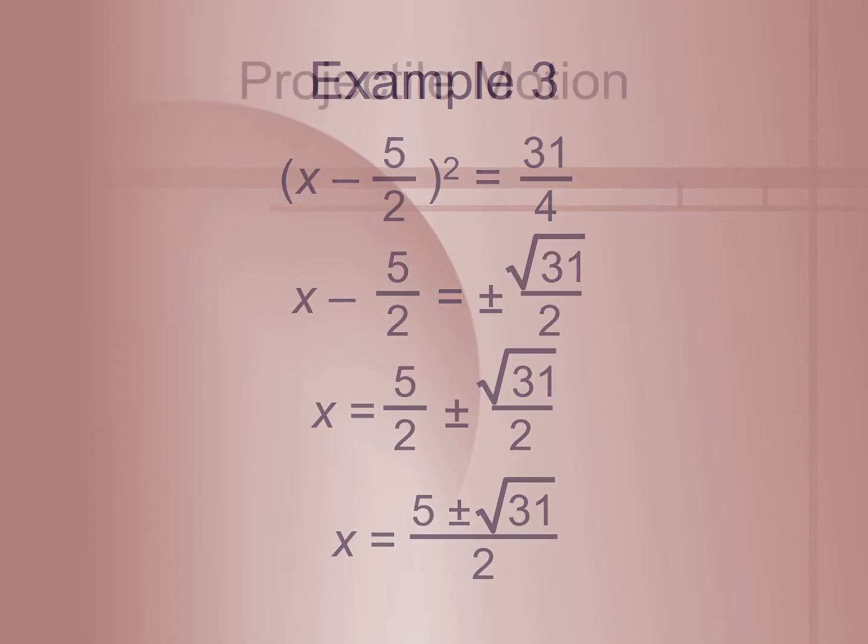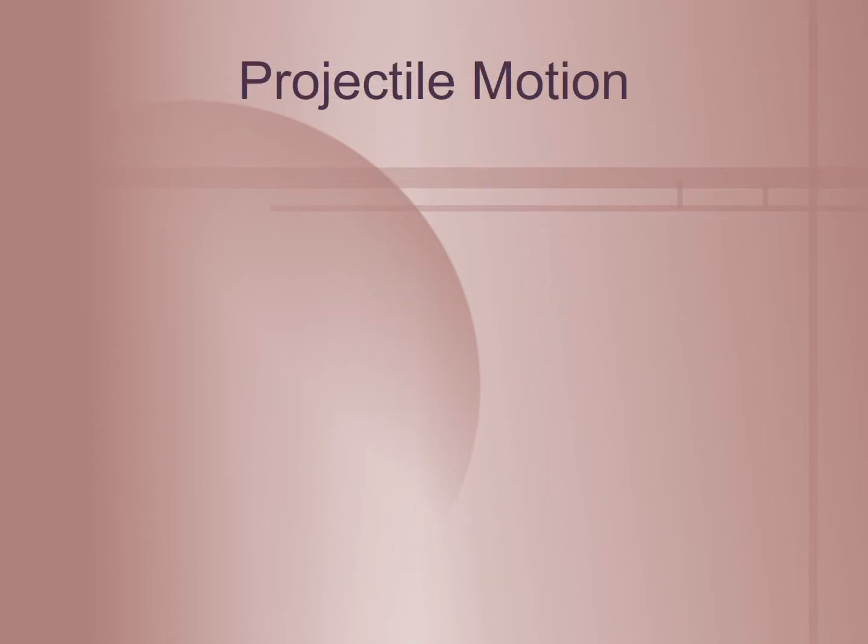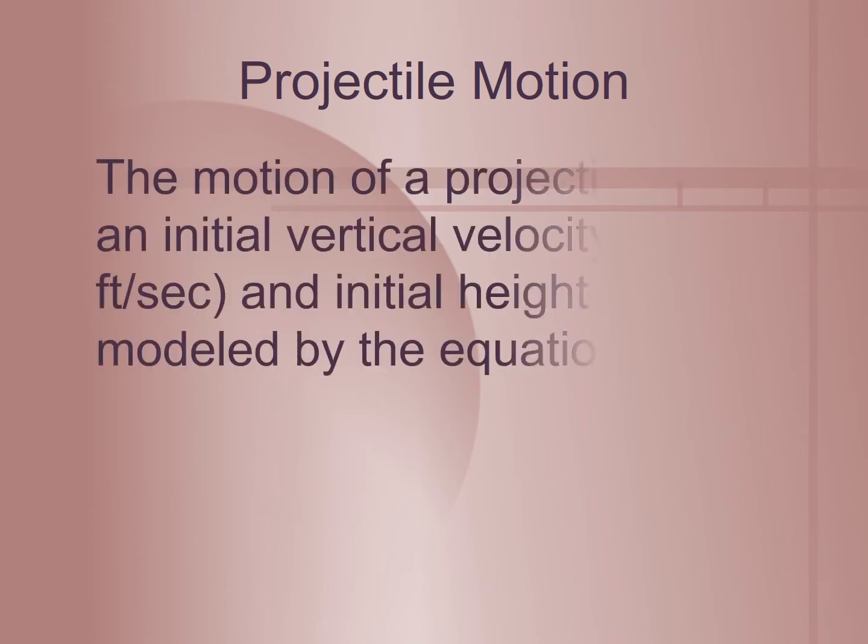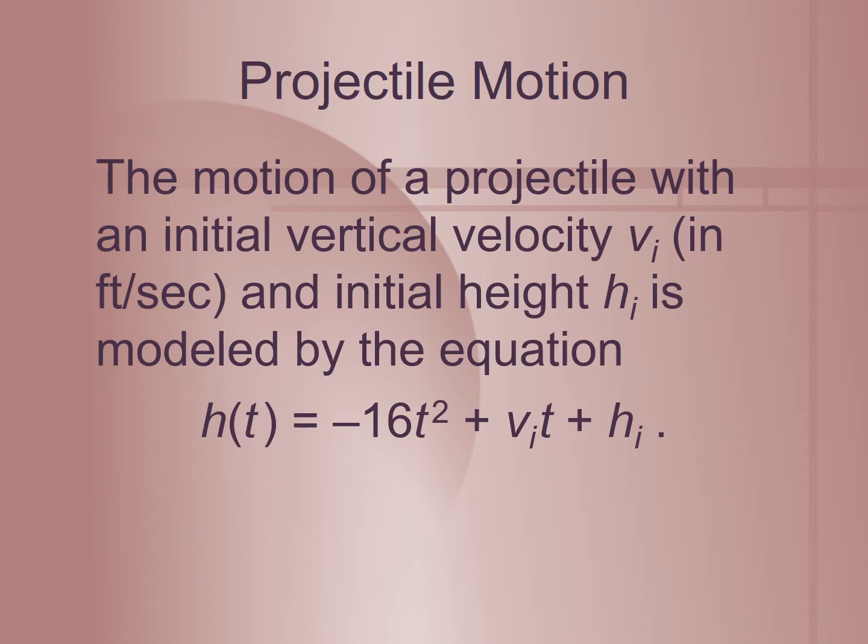So this type of solving method is useful for projectile motion. A projectile is like when something is being thrown or tossed, so it's moving and it's also falling. The motion of a projectile with an initial velocity, which we say v sub i, in feet per second, and initial height, which we say h sub i, is modeled by this equation.